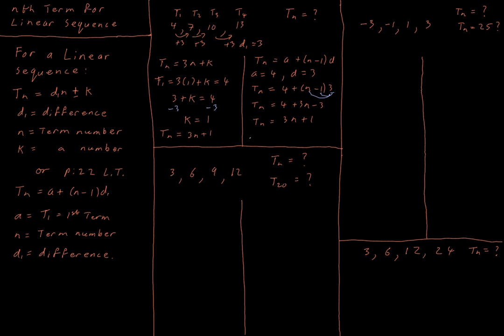And again, if we put in T1, we get 3 by 1 plus 1. That would add up to 4. And we can do that for any of our numbers here, and we'll be able to find any number in our list. So we could put in n is 50, and we'd be able to find the 50th term in our list. So that's how that is going to work.